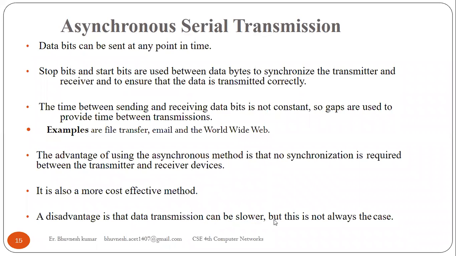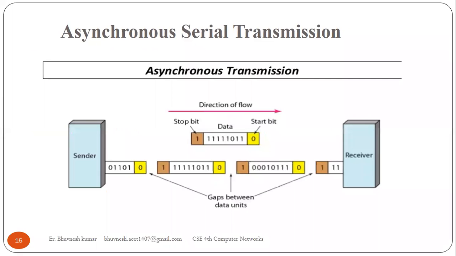Asynchronous data transmission is slower, but this is not always the case. It can be or it may not be. Okay, and here is an example of asynchronous serial transmission. The sender will send data, but before sending it will attach a start bit. Here this yellow 0 bit is your start bit, and this one is your stop bit 1.